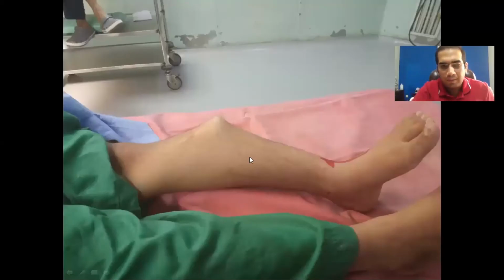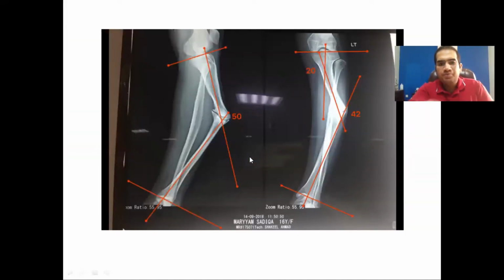Let me show you. Open up that. Look, this is the X-ray of the girl. This is the planning. In this X-ray, the magnitude of the deformity, actually this was a very complex deformity.